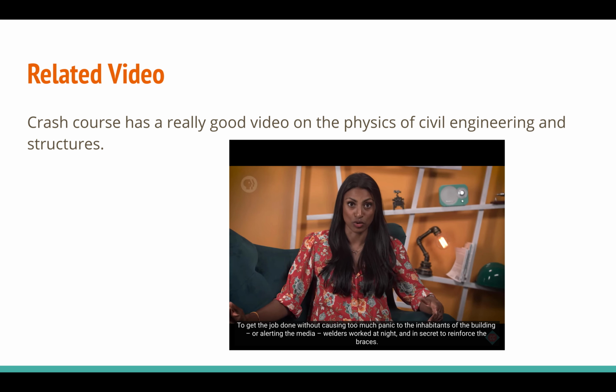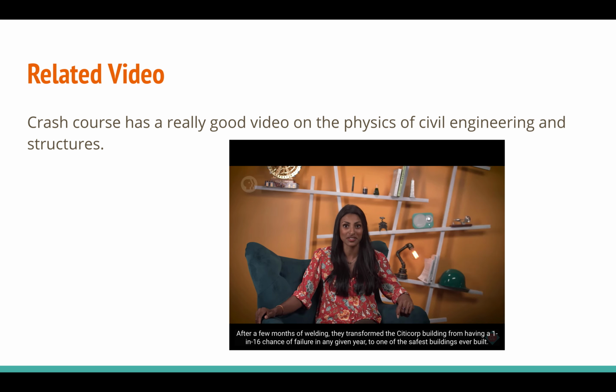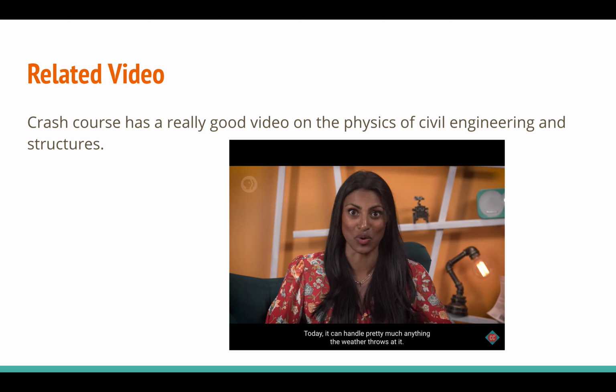To get the job done without causing too much panic to the inhabitants of the building or alerting the media, welders worked at night and in secret to reinforce the braces. After a few months of welding, they transformed the City Court building from having a 1 in 16 chance of failure in any given year to one of the safest buildings ever built. Today, it can handle pretty much anything the weather throws at it.